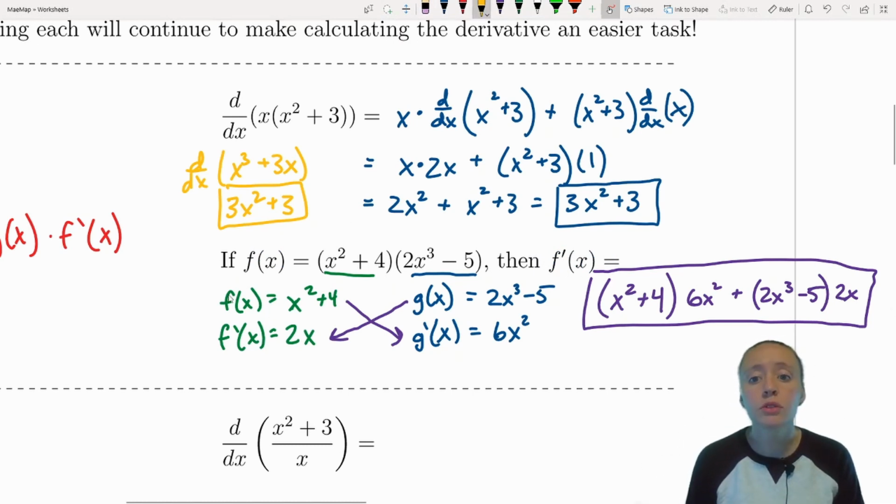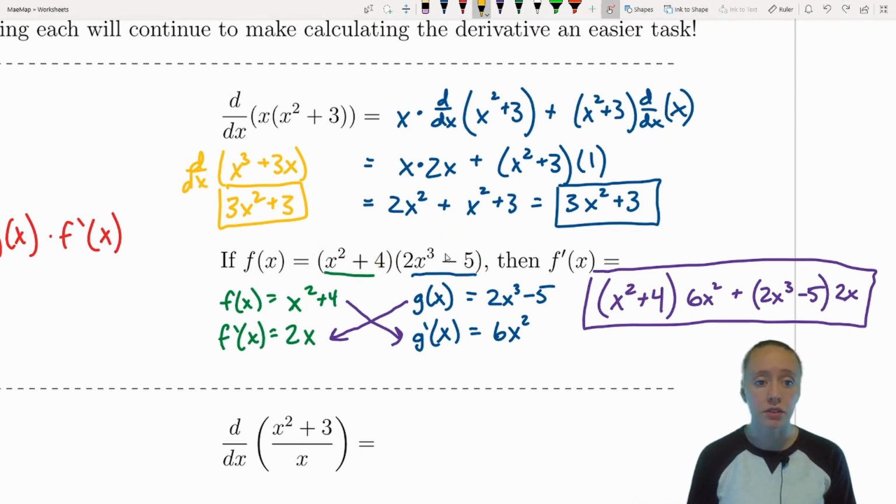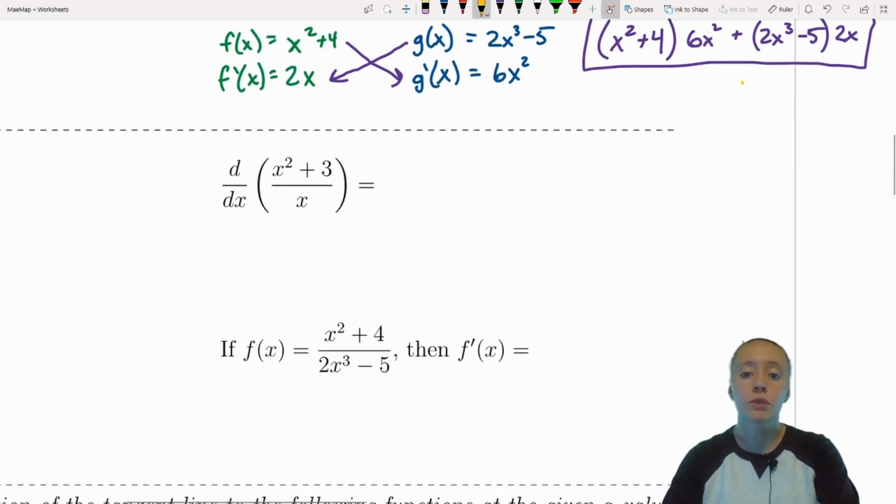So just as a note, don't get confused when bookkeeping. This f of x is not the same as this f of x. I split this function into two individual smaller functions so that I could use the product rule. From here, I'll let you do this on your own. Feel free to distribute this out and combine like terms for algebra practice. But to keep the pace on this worksheet, let's move on now to the quotient rule.